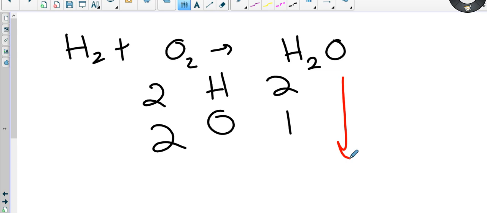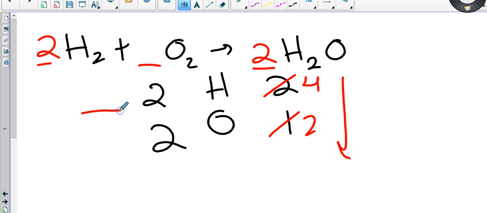Hydrogen is good, oxygen is not. So what can I do to this water to get more oxygen? I'm going to add a 2 here. That's going to give me 2 oxygens, and now that will give me 4 hydrogens. Go up to the top of my list. Now my hydrogens on the reactant side are a little bit short. So what can I do to get 4 hydrogens up here? Oops. So now my reaction is balanced.